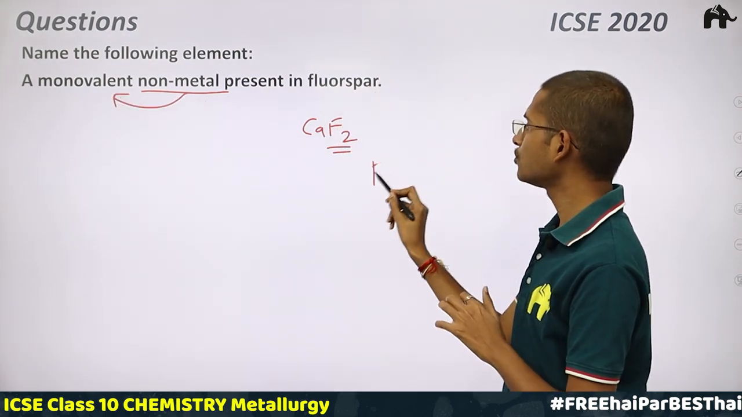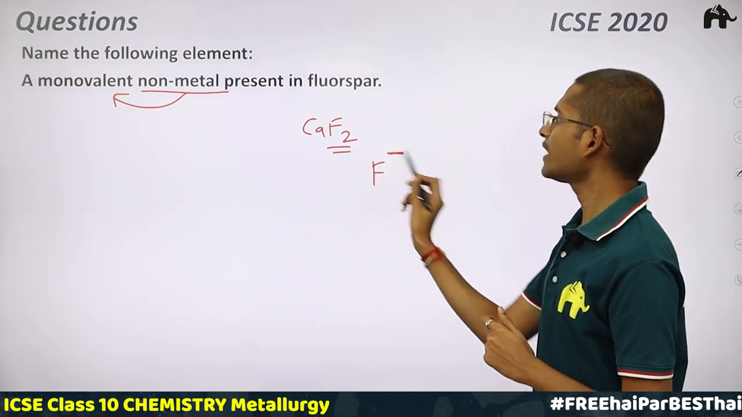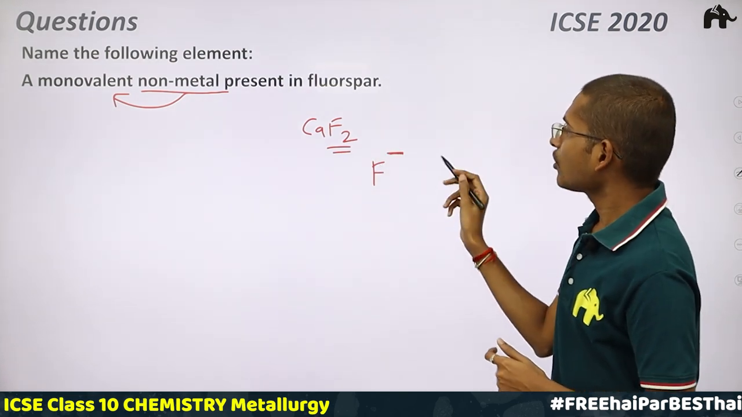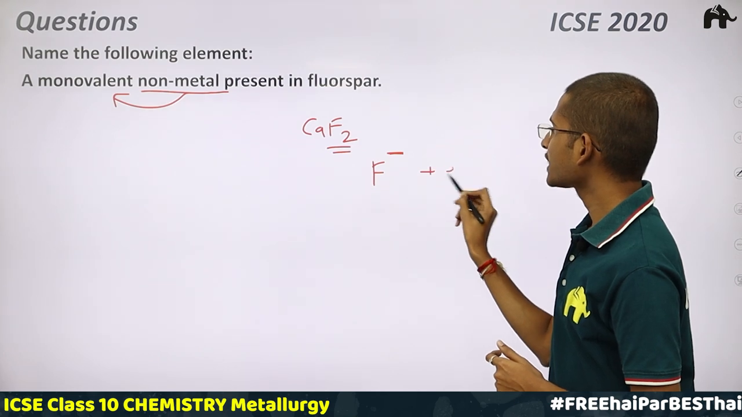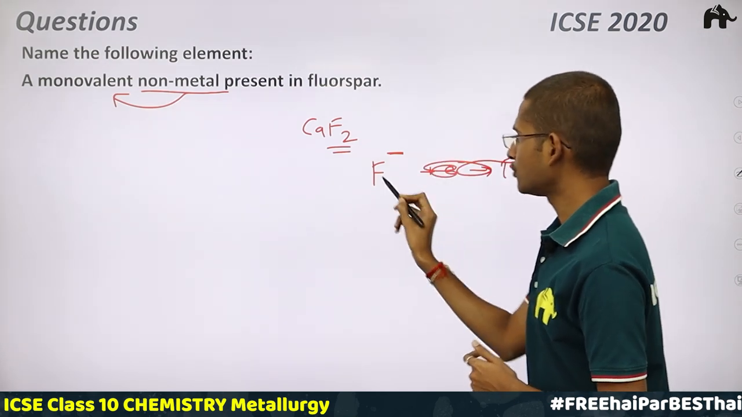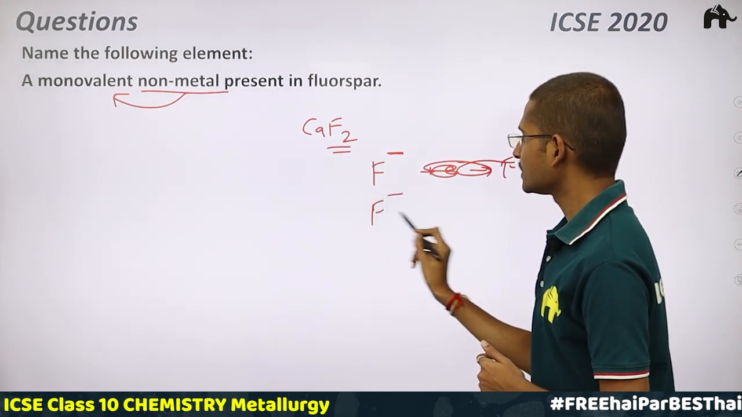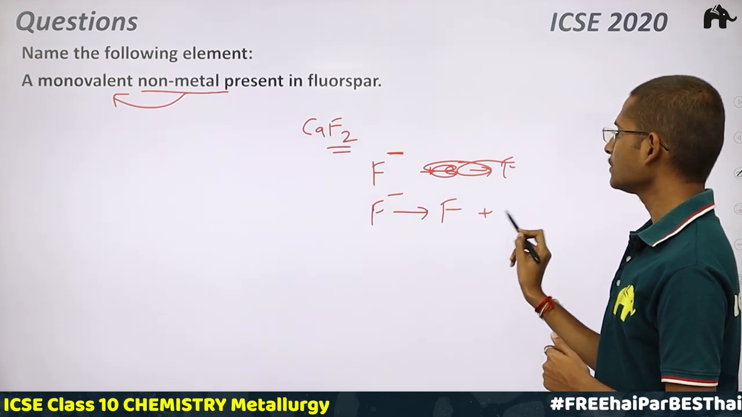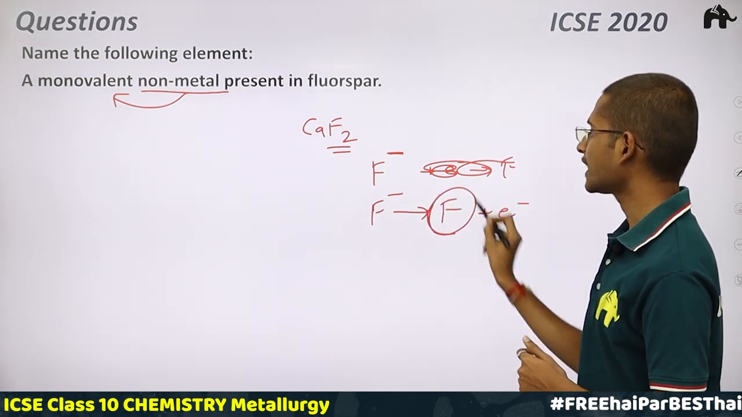Yes, because fluorine is monovalent, because it just needs one more electron and it would form fluoride ions. They give up the electron and it would form a fluorine atom.